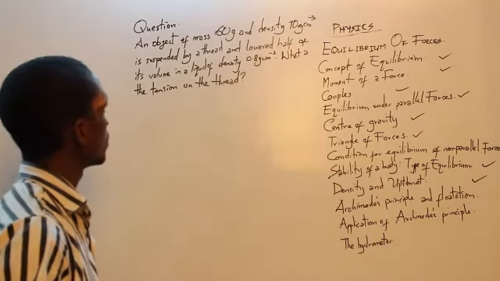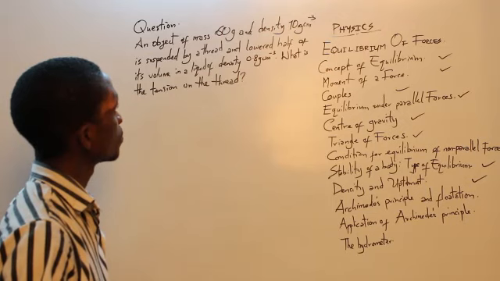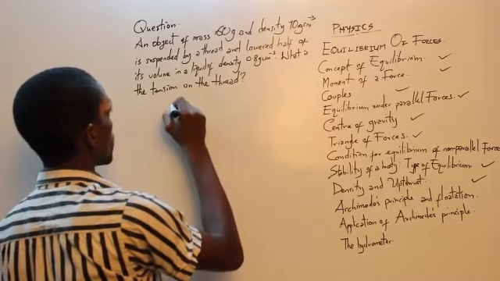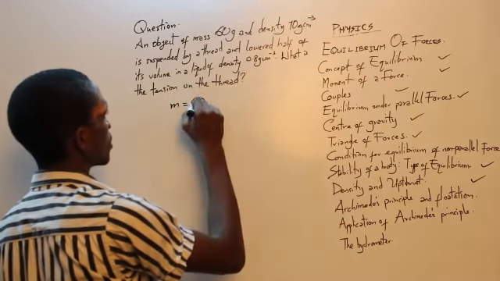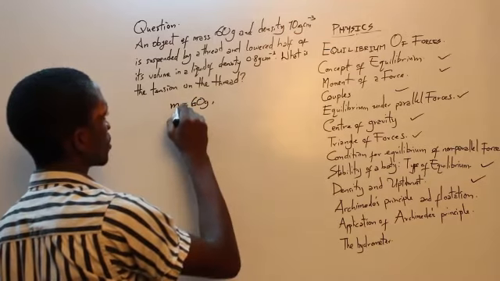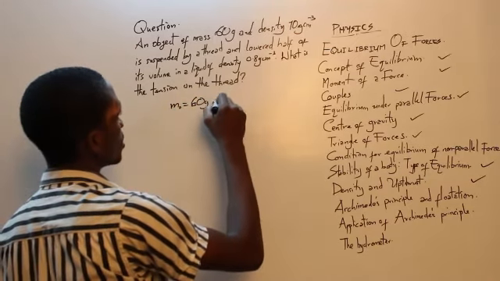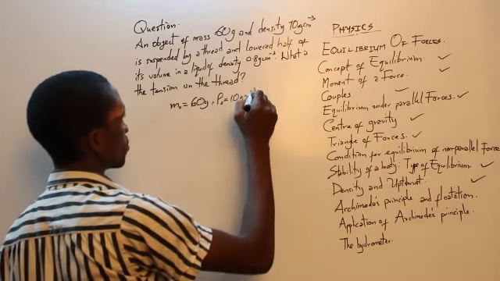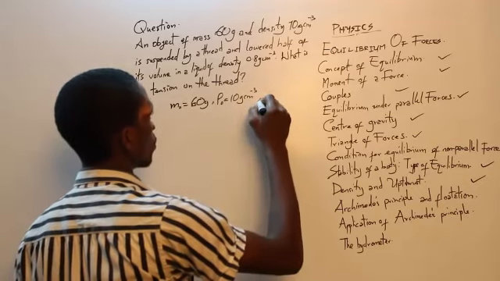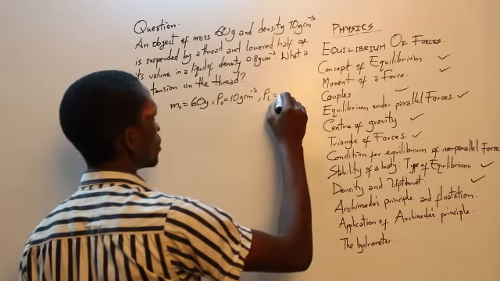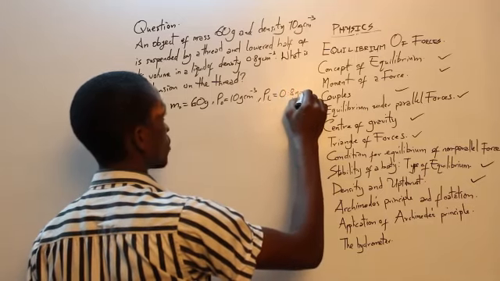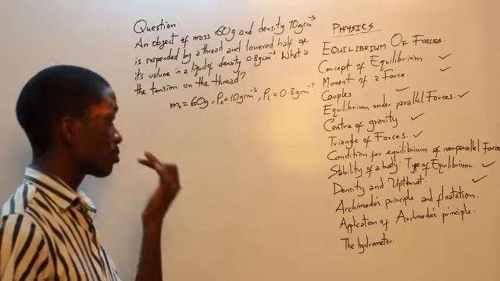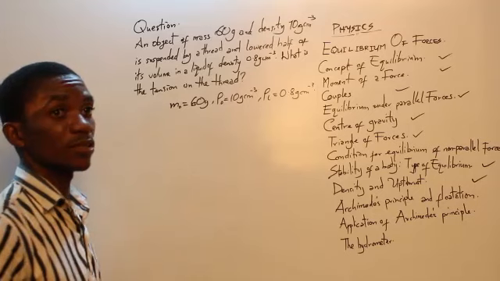Very interesting. The tension on the thread. We're told the mass of the object, so we know that mass equals 60 grams. That's the mass of the object. We also know the density of the object to be 10 grams per cm cube. We also know the density of the liquid to be 0.8 grams per cm cube. So what we're looking for now is the tension on the thread.